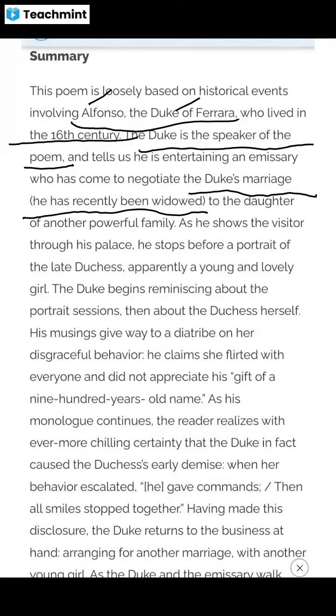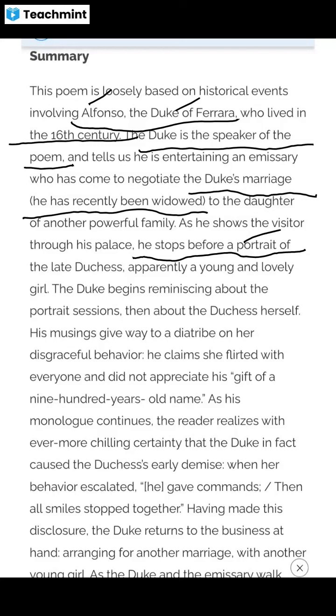As he shows the visitor through his palace, वह उस विजिटर को जो मैसेंजर है उस मैसेंजर को क्या करता है? लेके जाता अपने पैलेस में। He stops before a portrait. ये क्वेश्चन भी बन सकता है कि whose portrait? So the Duke stops with that messenger, with that envoy, with that emissary before a portrait, and that is the portrait of a duchess, his last wife. You will come to know.